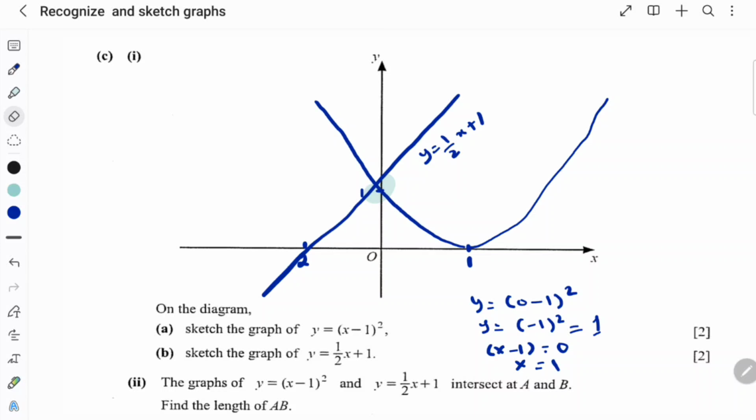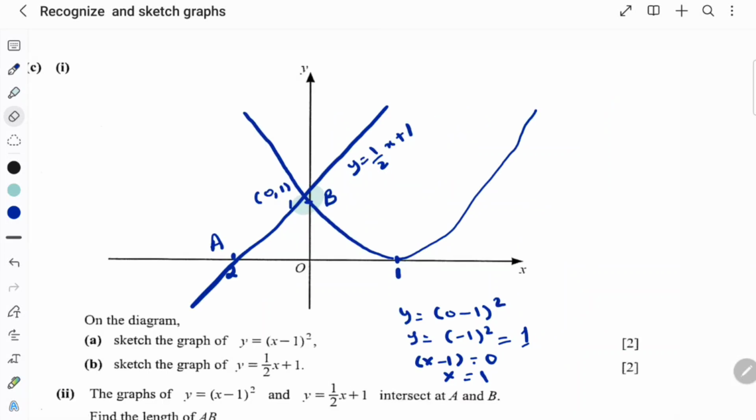The graphs intersect at A and B. Find the length of AB. The same way you'll have to do it. Solve the simultaneous equations. Get the coordinates of A and B. They are both intersecting at 1, 0. One coordinate will be 1, 0, and the other, 0, 1, and one of the coordinates you will have to find out. It will be somewhere here, but you will have to solve the proper simultaneous equation. Take your length formula, square root of x2 minus x1 whole squared plus y2 minus y1 whole squared, and then you can do it.